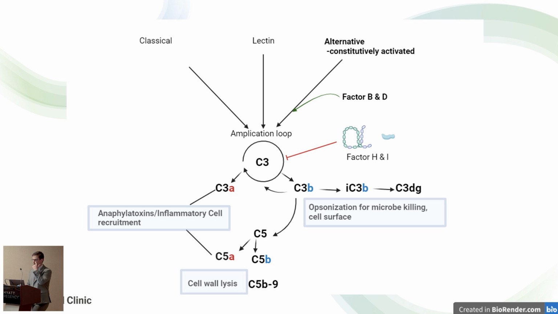So how did we figure this out? Can you go back? Yeah. The alternative complement pathway. Yeah. In C3G, it impacts the kidney. Yes. But does the complement pathway apply to other autoimmune diseases in general?